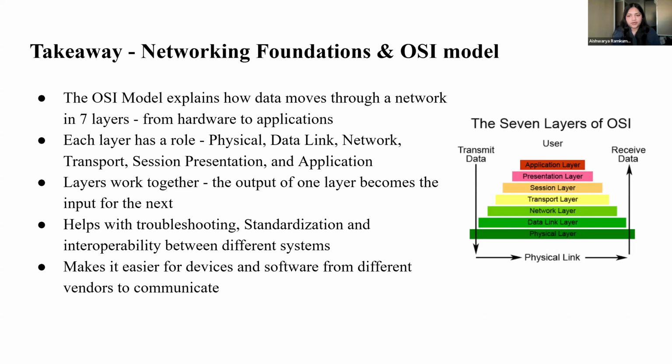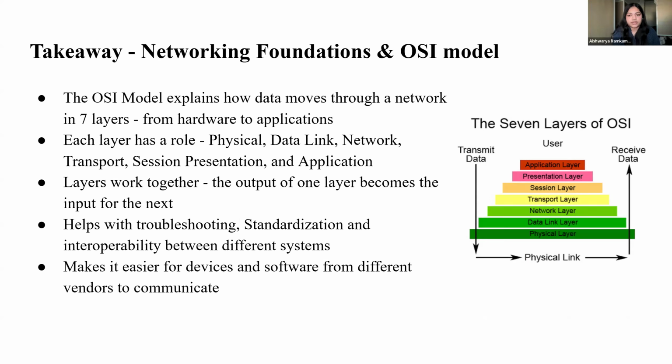Our second takeaway is about networking functions, focusing on the OSI model. The OSI model explains how data travels through a network using 7 layers, starting from the physical layer, which includes cables and hardware, all the way up to the application layer, where users interact with software like web browsers or email. Each layer has a specific role and depends on the one below it.